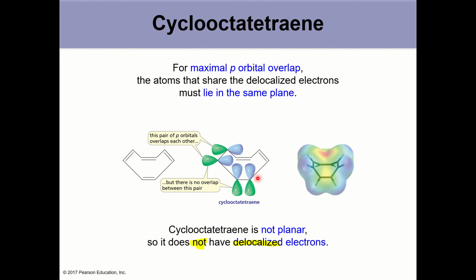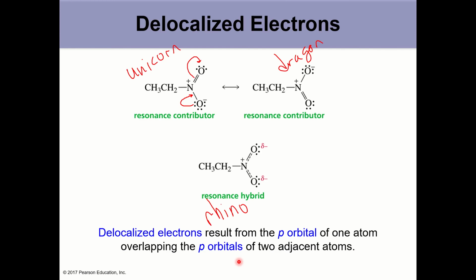Electrons can only be shared between parallel p orbitals. And so the electrons in cyclooctatetraene cannot be shared. It does not have delocalized electrons because the p orbitals are not in the same plane when they are not parallel.